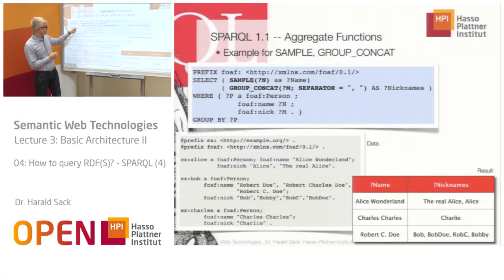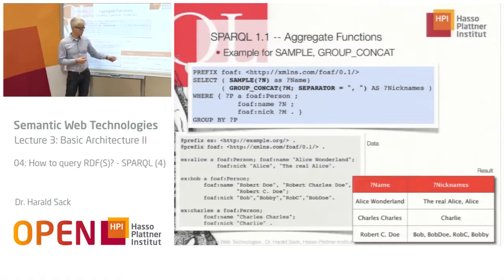So we select in the variable p a person. For this person, we select the names in the variable n and the nicknames in the variable m. Via the aggregation function sample, one of the official names will be picked for each person, and all of the nicknames will be concatenated here. The result is, as you see here, a simple list with a column with one arbitrary name, so one name picked from the official name list, and a concatenated string with all the nicknames of the person separated by a comma.